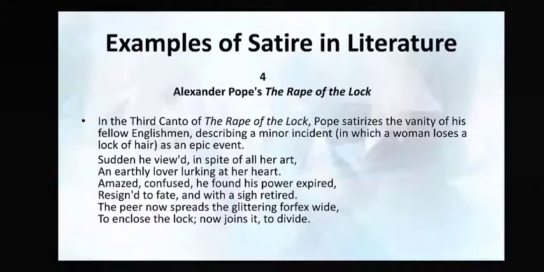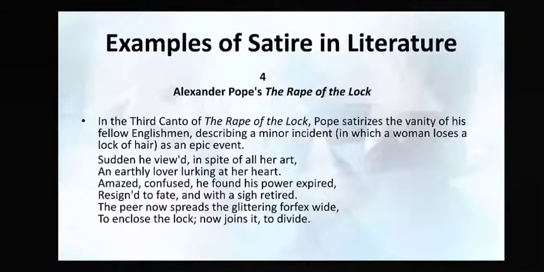Suddenly he viewed, in spite of all her art, an earthly lover lurking at her heart, amazed, confused, and he found his power expired. Resigned to fate and with a sigh retired, the peer now spreads the glittering forfex wide, to enclose the lock, now joins it to divide.